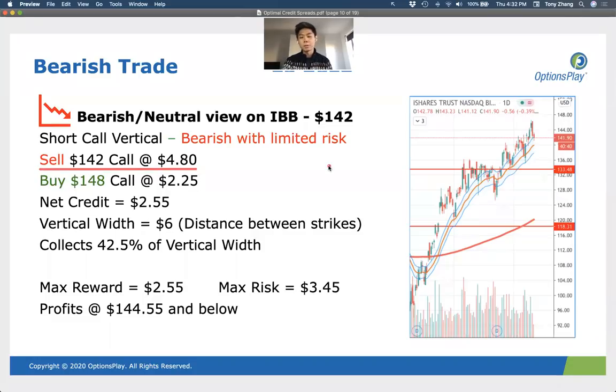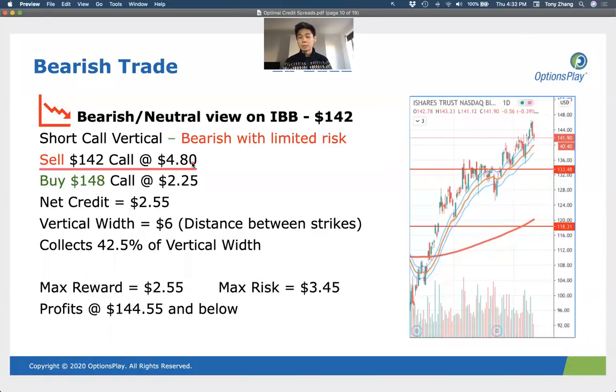So in this particular case, if I sold this 142 call option for about $4.80, this gives me a little bit of a buffer, meaning as long as the stock stays where it is or moves even a little bit higher, I'm able to be profitable. And if the stock does move lower, I'm going to collect my $4.80.